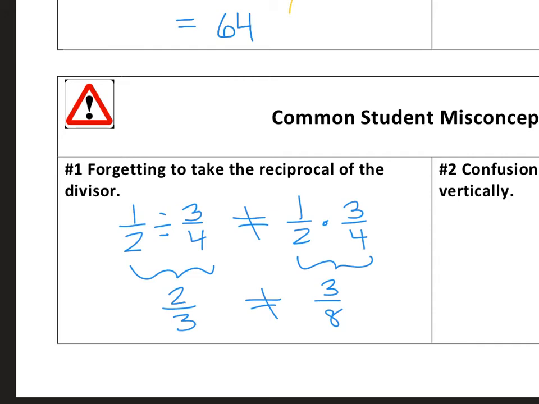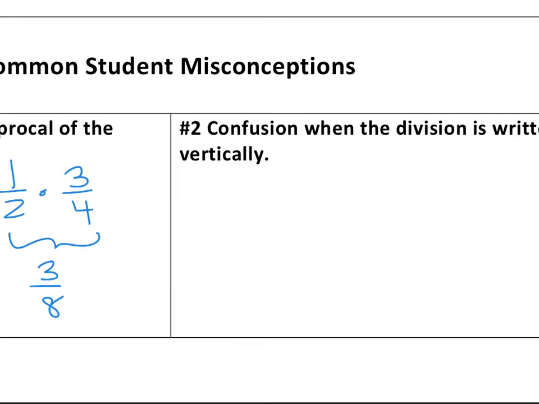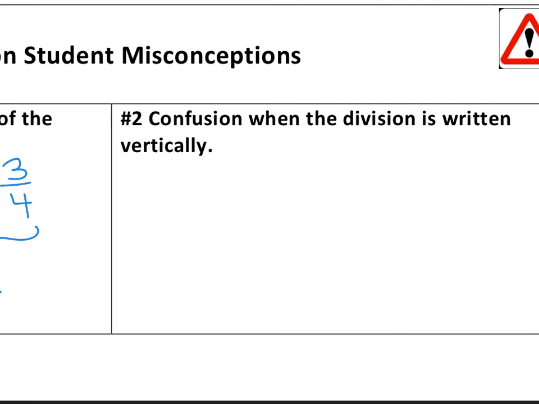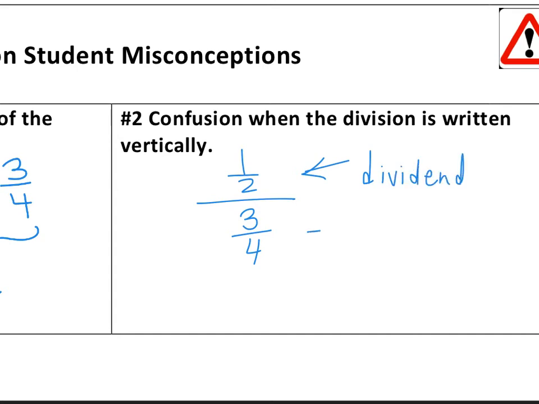Another common misconception is confusion when the dividend and the divisor are written vertically. For example, 1/2 divided by 3/4, written vertically like that. That is the dividend, and this is the divisor.